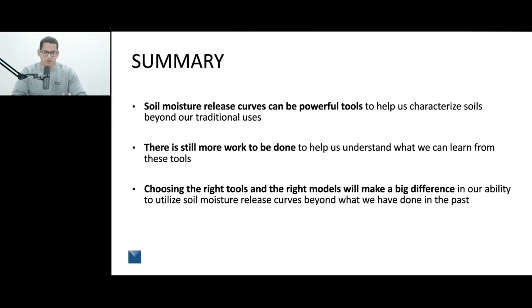Choosing the right sensors and instruments to make your measurements makes a big difference, especially in really refining our ability to characterize and understand how these soils behave and what these curves look like. And again, there are a lot of models available. Choose the right model that fits within your application and what you can do and best describes your data. And with that, thank you.